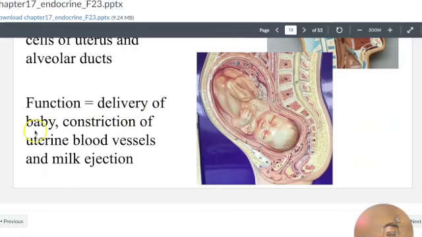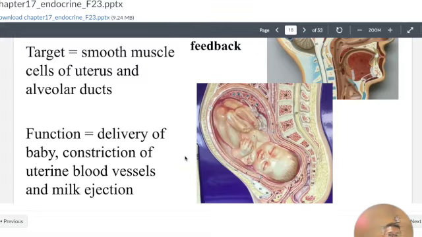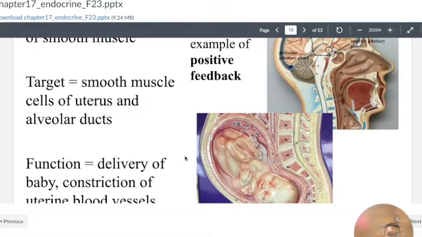is to help deliver the baby, and also help with milk ejection. After you give birth, okay, you will release milk.